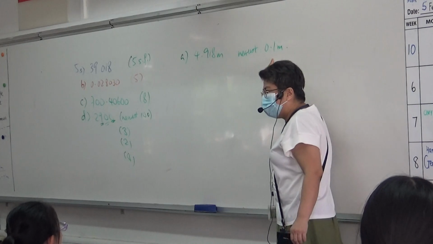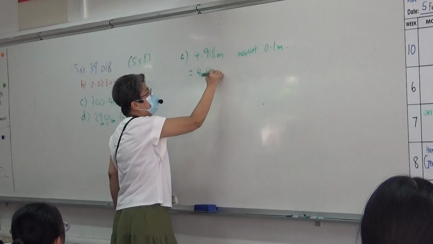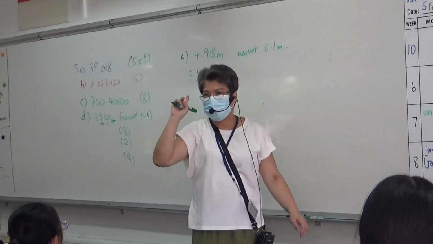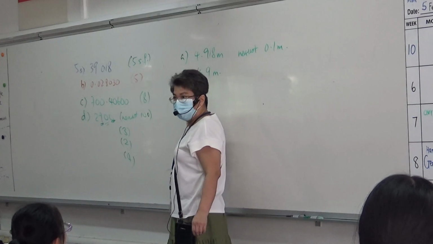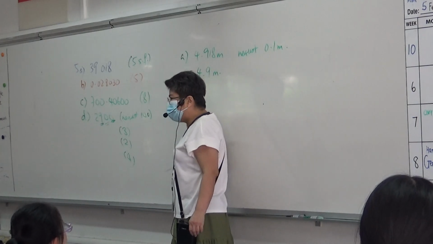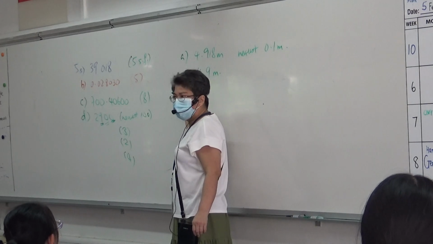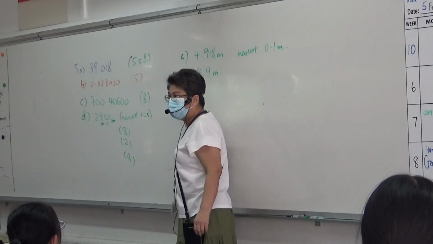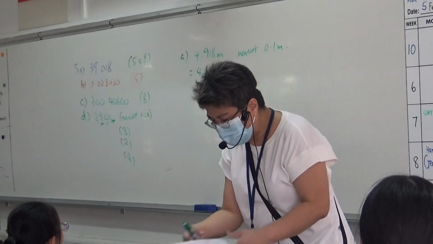You understand what I'm talking about? To one decimal place. So what is one decimal place? 4.9. Now, I tell you something. You don't have to write meter. You just write equal. We will understand. Because if you keep writing meter, it becomes impossible. Can you just put equal, all of you? Okay. So the first answer is 4.9.